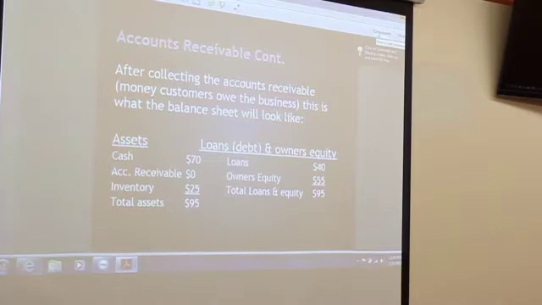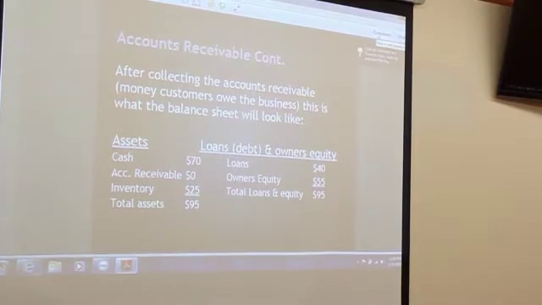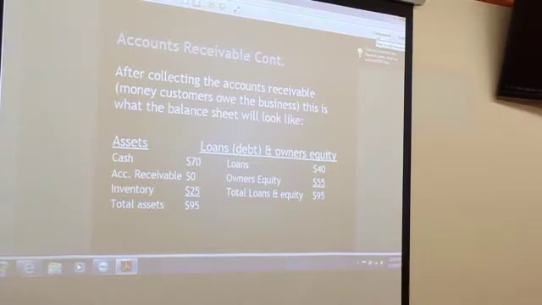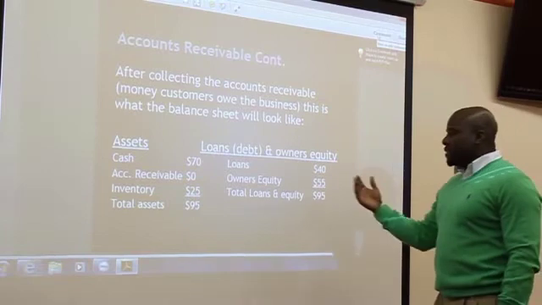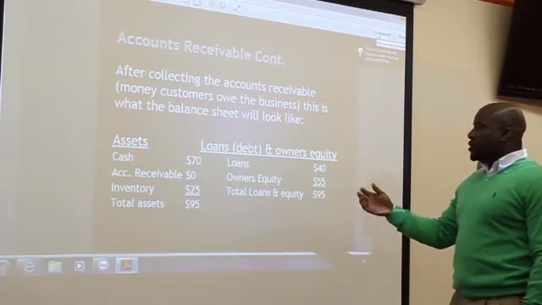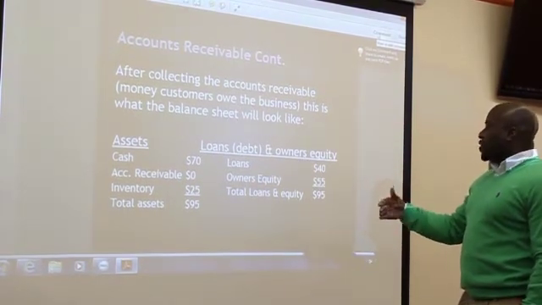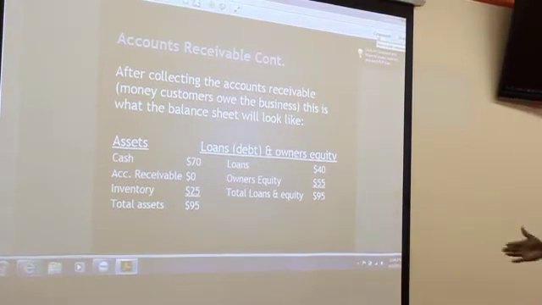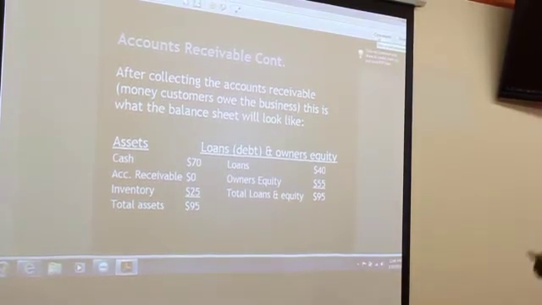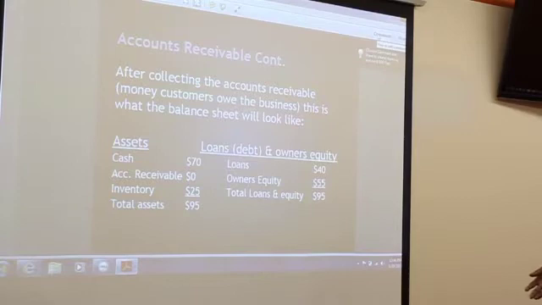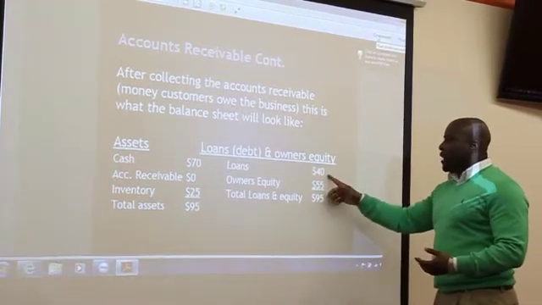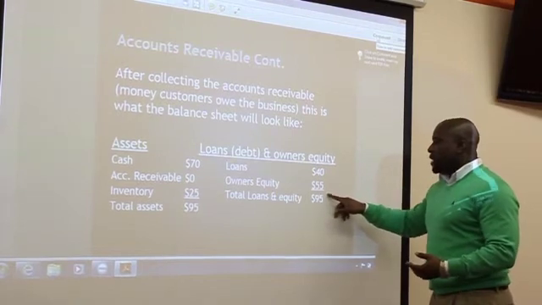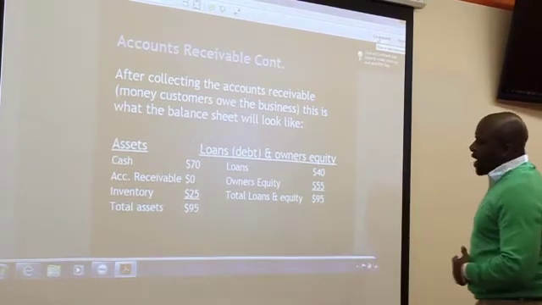Accounts receivable continued. After collecting the accounts receivable, which is money customers owe the business, this is what the balance sheet will look like. Assets: cash $70, accounts receivable 0, inventory 25, total assets 95. The reason accounts receivable is 0 is because we don't have anything to collect on at this point. Loans $40, owner's equity 55, total liabilities and equity 95.